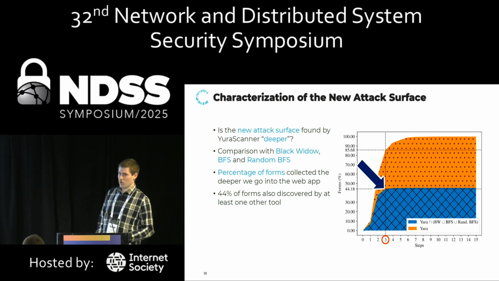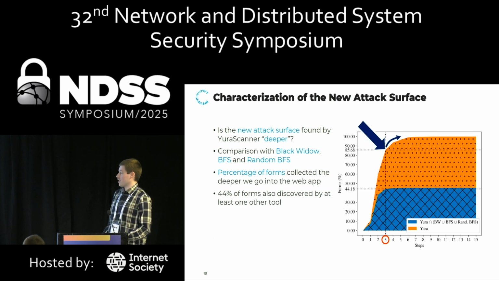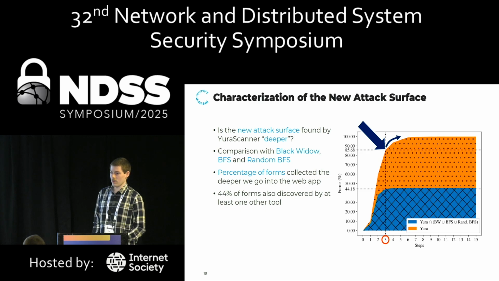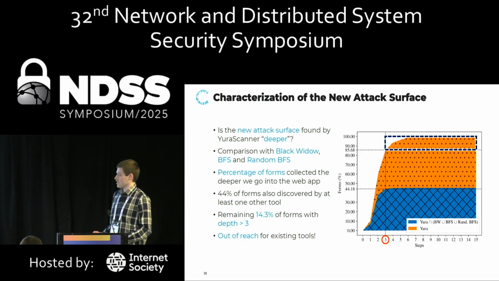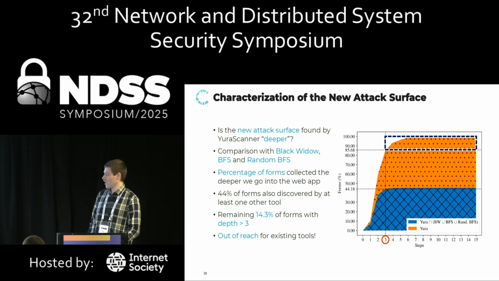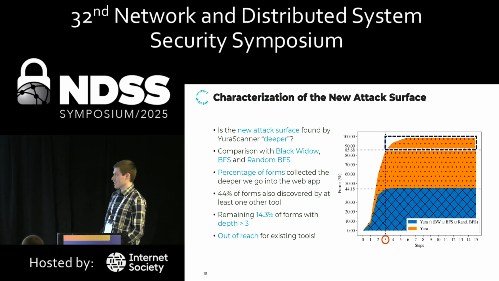At the same time, we see that the percentage stays almost identical after a depth of 3 steps. In contrast, the forms found exclusively by YuraScanner, which is the orange area, still increase after this point. This means that these 40.3% of forms found exclusively by YuraScanner have a depth greater than 3 and thus appear to be out of reach for existing tools.